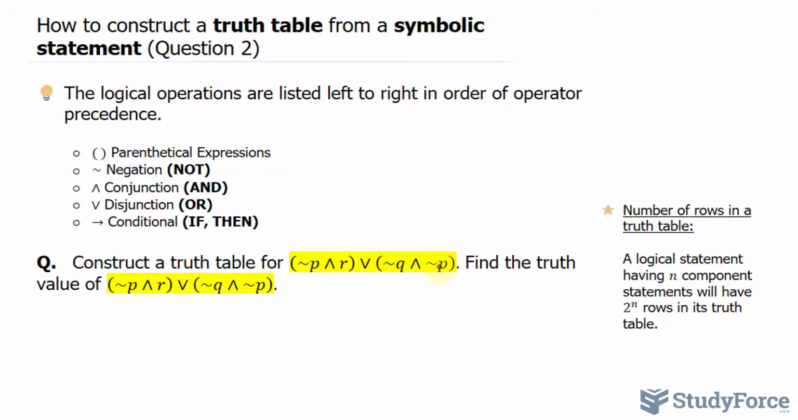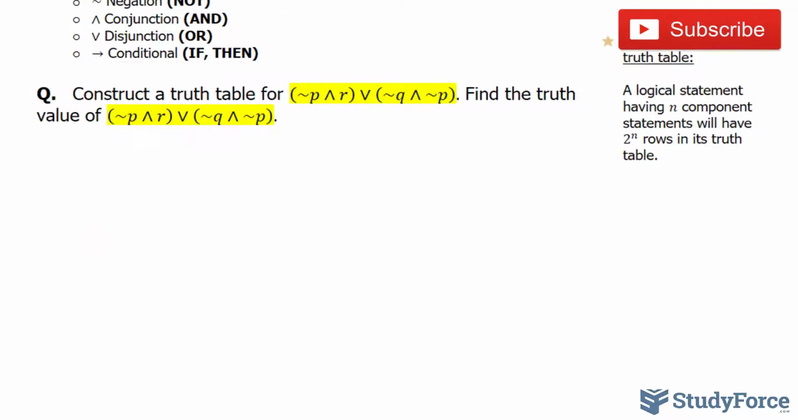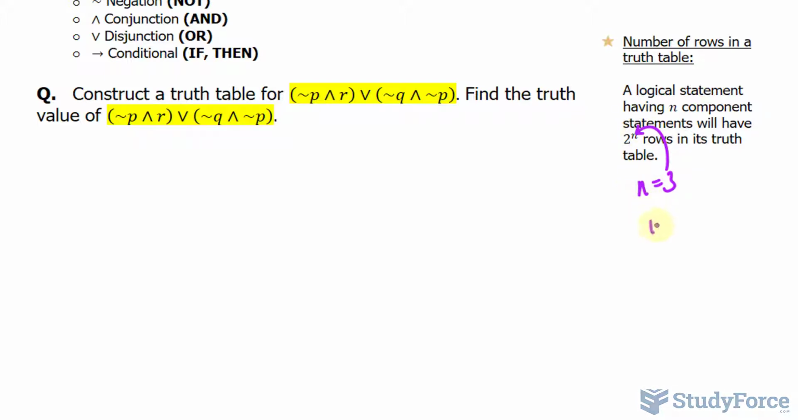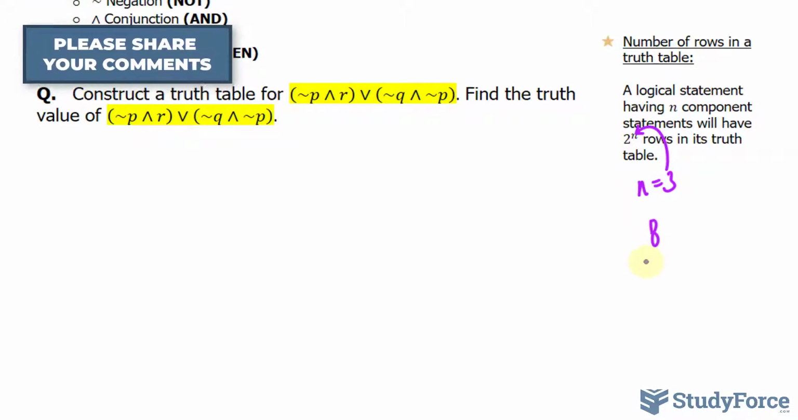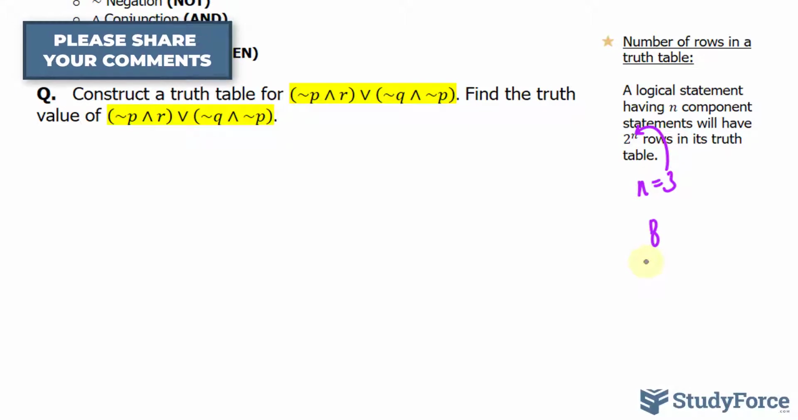As you can tell, there are three different statements here, P, Q, and R. And using this formula, 2 to the power of n, we can find out how many different combinations there are. So if I substitute the number of statements, which is my n value, into here, I'll end up with 2 to the power of 3. This means that we'll have 8 different combinations for this particular table, or 8 different rows.